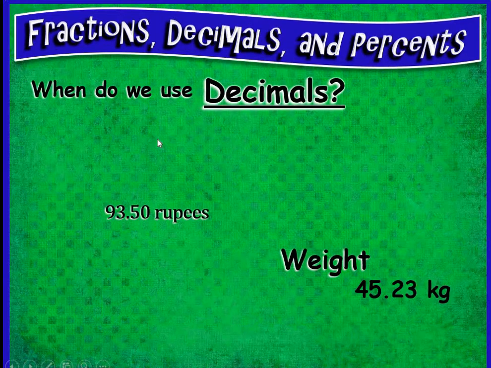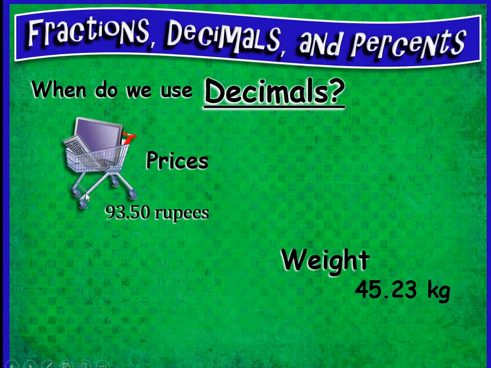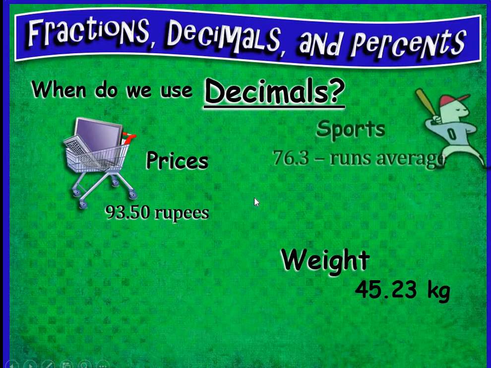Now fractions, decimals and percentages, they all are interrelated. So let's first discuss a few examples where we are using decimals in our daily life. First example is of weight. Whenever we are measuring weight, we use the concept of decimals to find the exact weight, for example 45.23 kgs. And in case of prices also we use decimals, for example 93 rupees 50 paise.